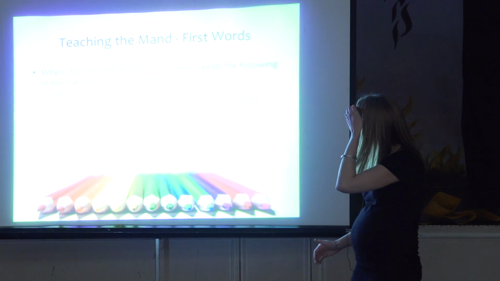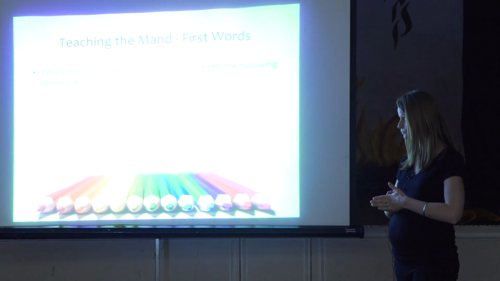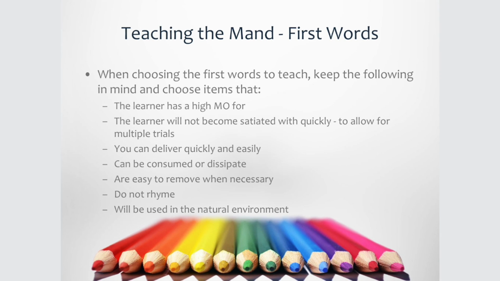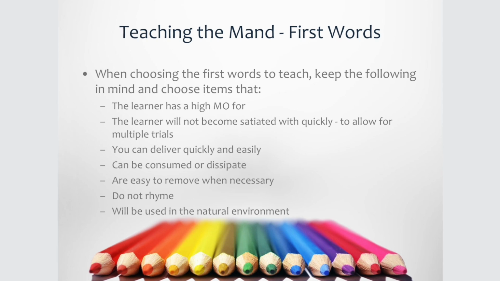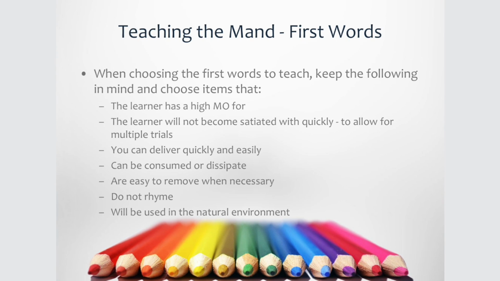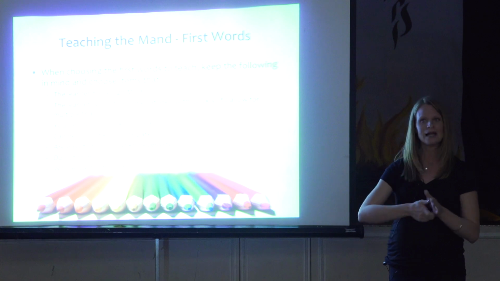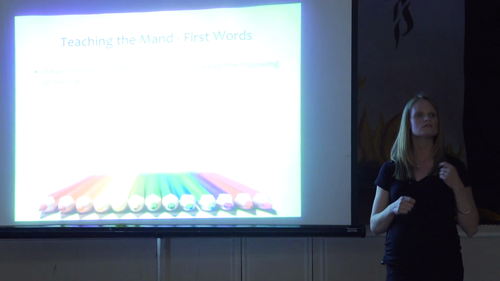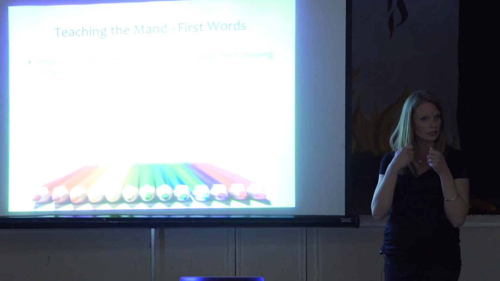So when choosing the first words to teach, keep the following in mind. You want to make sure that the learner has a high motivation for it. The learner will not become satiated with it quickly so that it allows for multiple trials. So if you're just teaching cookie, for example, we're not going to give them full cookies. They're going to get full. So in order to get multiple trials, we're going to break that cookie up, right?